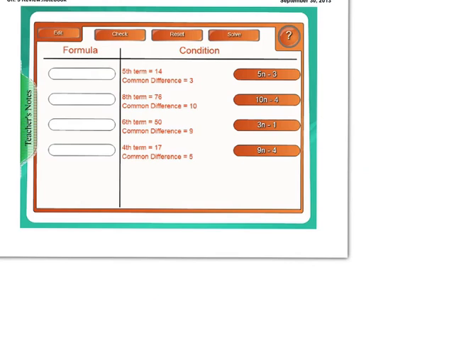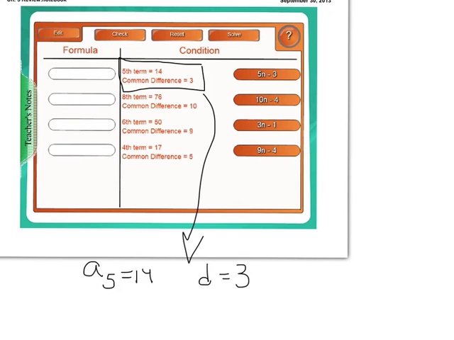For this final page, we'll have situations where we know one term in the sequence and we know the common difference in the sequence, but we don't know anything else. So let's take a look at this example down here. We know that our fifth term, or a sub 5, is equal to 14, and our common difference is 3. So we have some different information for our equation. We know that a sub 5 is equal to 14, which means that when n is equal to 5, a sub n is equal to 14. We know that our difference is 3.